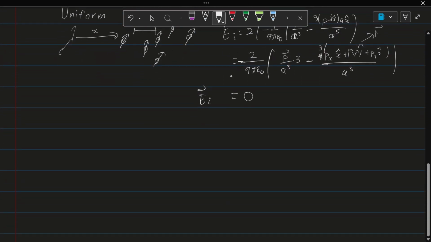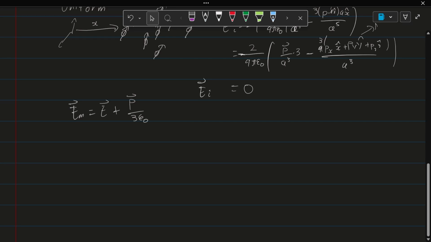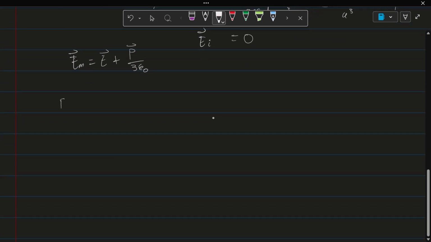So we get the idea that the molecular field E_m vector is going to be the E vector plus P vector over 3 epsilon 0. The reason I introduced the molecular field is that we want to relate this with the molecular polar dipole moment. So if we assume this to be linear, there's going to be a constant at the front, which we'll call the polarizability.